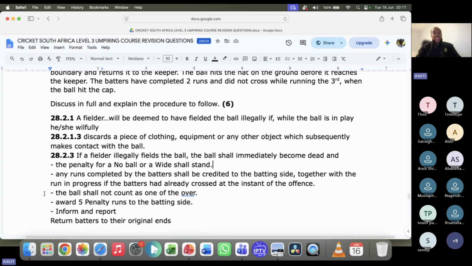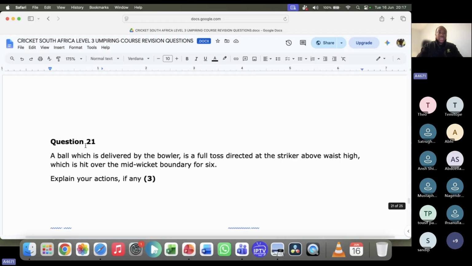Award 5 penalty runs to the batting side, inform and report, and we need to return the batters to their original ends because they had run and completed 2. They had started the third, but they had not crossed. So that's why we need to return the batters to their original ends. If they had crossed for the third, then they would have got 3 runs and we would not return them to the original ends. Okay, well done, Tosif. Good attempt there.